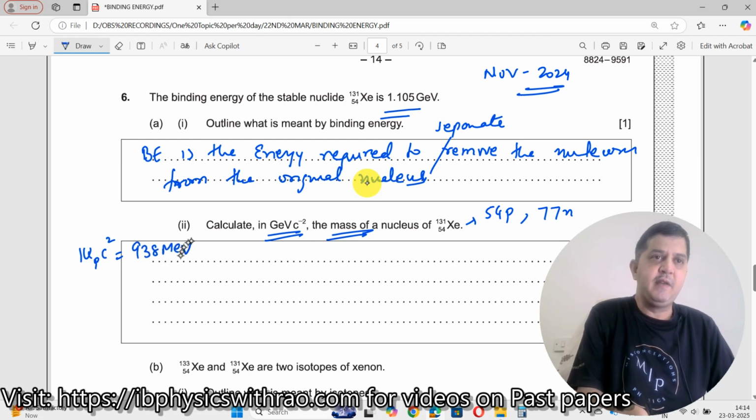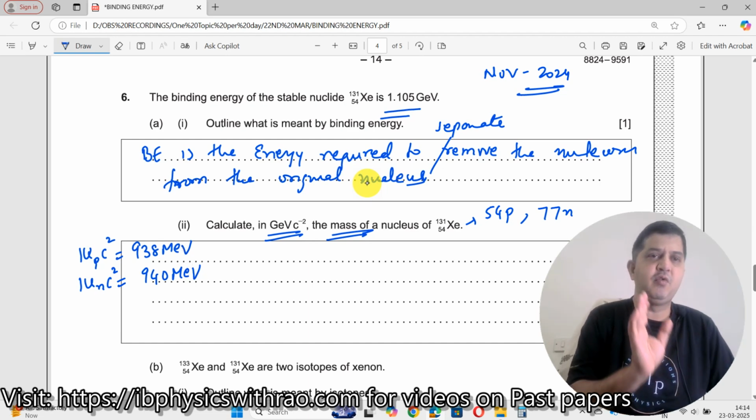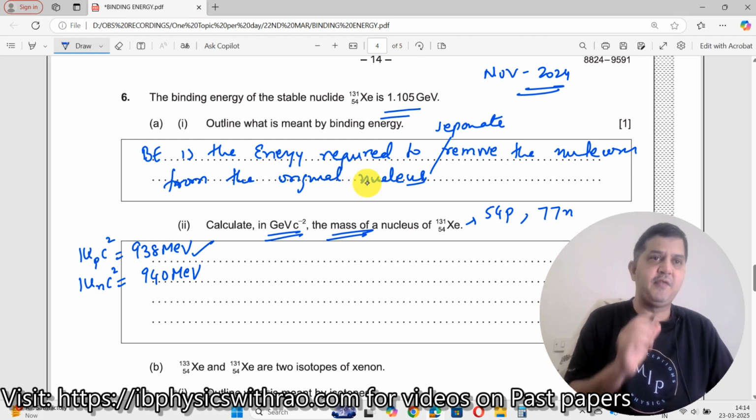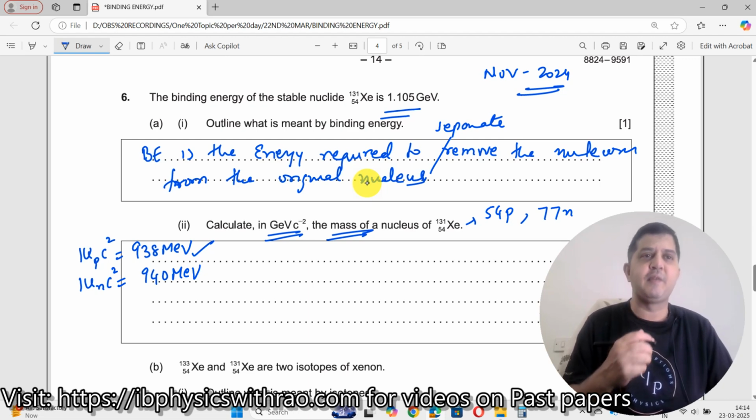1 u_p c square, the mass of a proton multiplied by c square, is equal to 938 MeV, while 1 u_n c square is equal to 940 MeV. The difference between these two is only 2 MeV, and you need to remember this. The energy of a neutron is higher than the energy of a proton by 2 MeV. That's what you need to know.